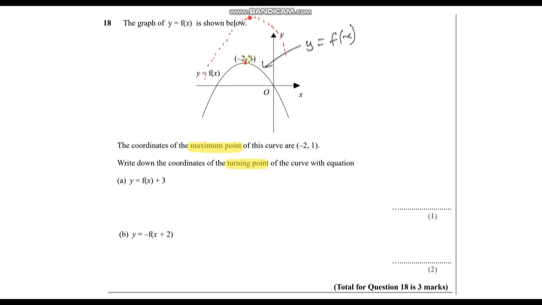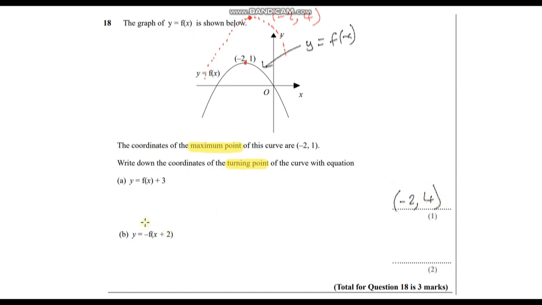So if it was -2, 1, the x coordinate is still going to be -2, but the y coordinate is going to be shifted up by 3 units. So it's going to be -2, 4.